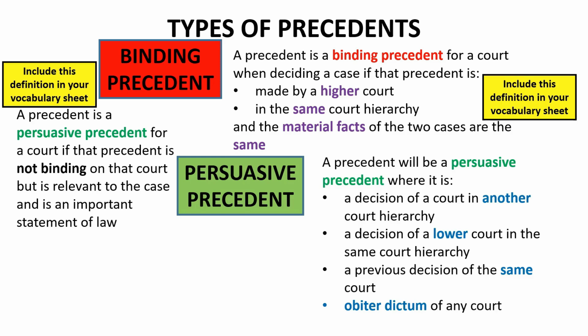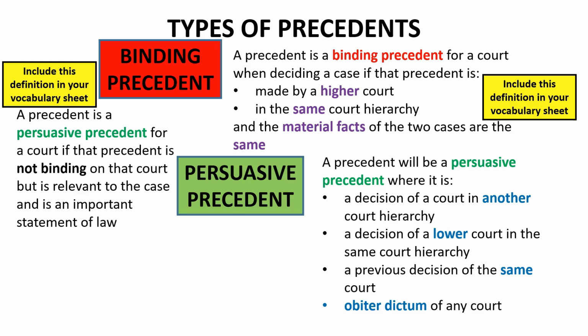There are 4 circumstances in which a precedent will be a persuasive precedent for a court. First, where the precedent is a decision of a court in another court hierarchy. Second, where the precedent is a decision of a lower court in the same court hierarchy. Third, where the precedent is a previous decision of the same court. And fourth, where the precedent is obiter dictum of any court. Include these 4 circumstances in your definition of persuasive precedent in your vocabulary sheets.